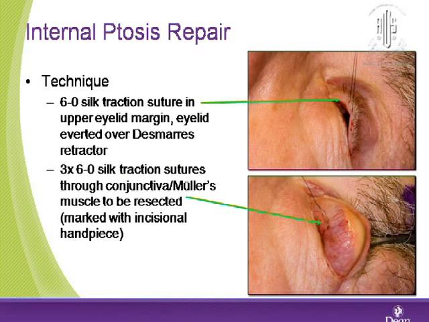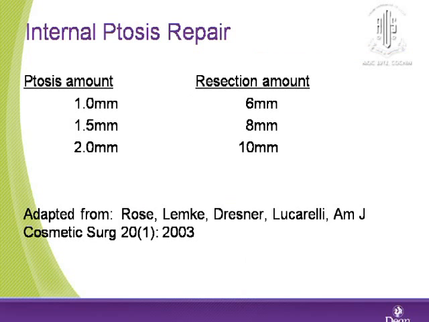We start with 6/0 silk traction sutures in the lid margin, and then we place 3 6/0 traction sutures through the conjunctiva and Mueller's muscle. And there is a nomogram for how much Mueller's muscle to resect, and therefore how high above the tarsal plate to place these incisions. I usually make my marks with an incisional handpiece before placing the sutures.